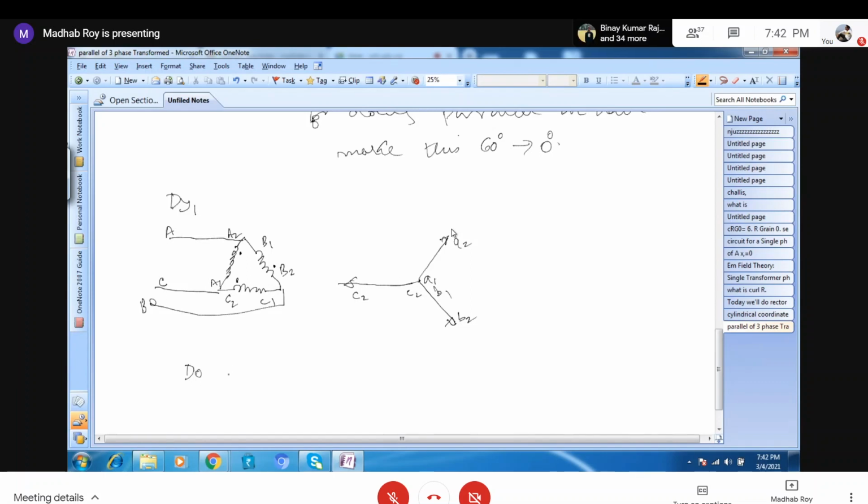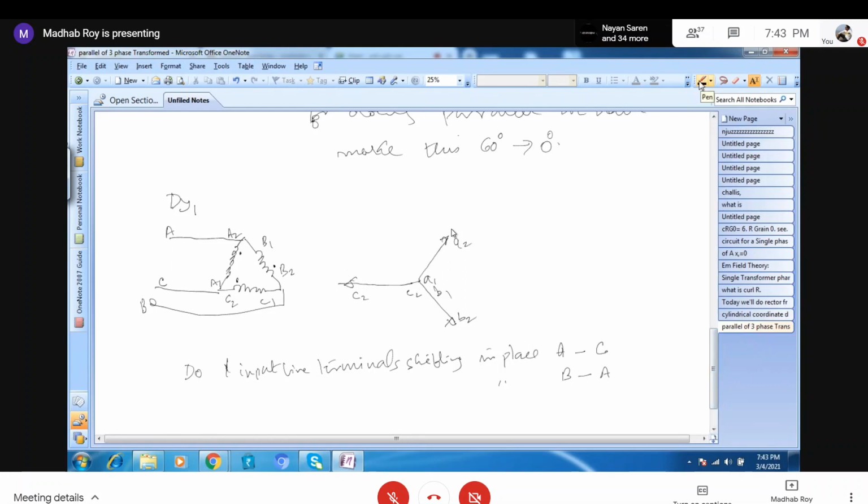If we do phase sequence, no, if we do input line terminals shifting like this, in place of A, C, in place of B, A, in place of C, B. Can we do this? We are shifting this one.